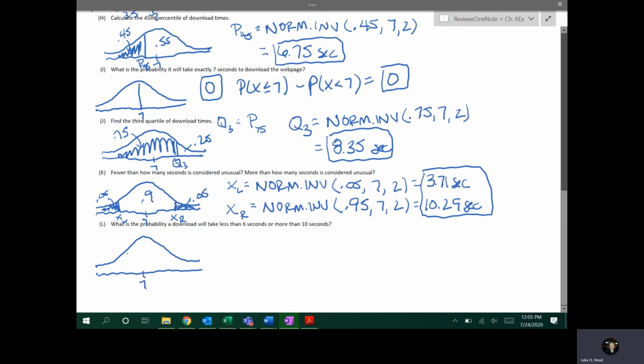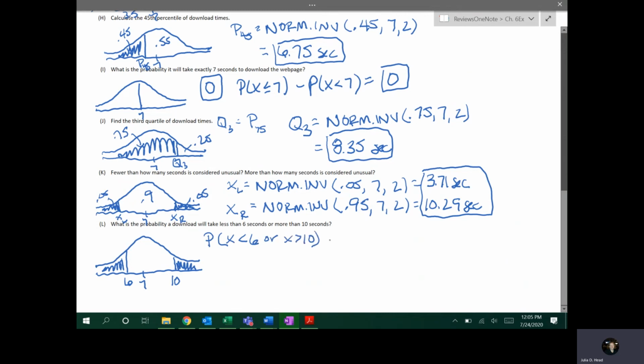It will take less than 6 seconds, so 6 would be on the left, and it said less than, so we're going to shade to the left, or more than 10 seconds. So more than 10 will shade to the right of 10. We're back to a dist because I know where the marks are. I don't know how much I shaded. This one is an OR question. It even uses the word OR. So we have X is less than 6 or X is greater than 10.